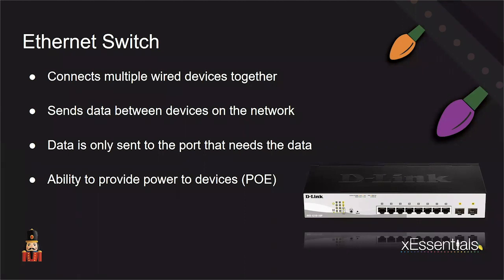So when you go to buy a switch, you'll see them rated by speed. You'll see 100 megabit switches, which are sometimes called fast Ethernet. Those are becoming less popular as gigabit Ethernet switches are becoming cheaper, and really there's no reason not to just buy a gigabit. It's hard to find just a fast Ethernet switch these days.